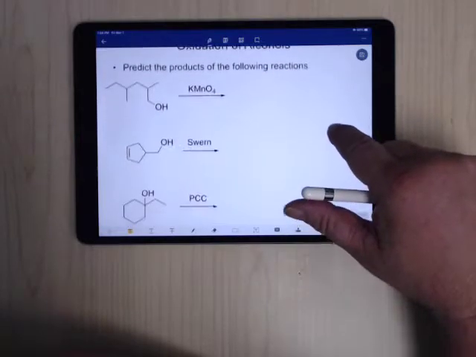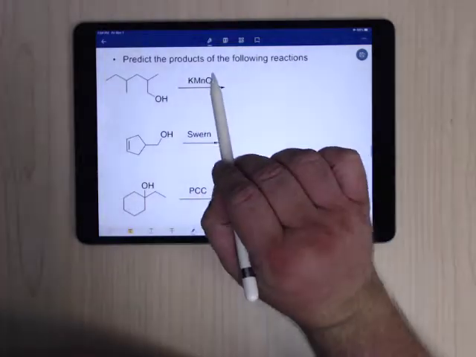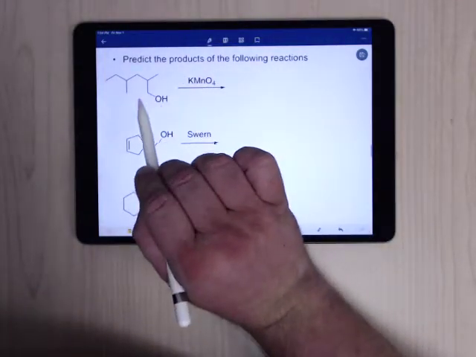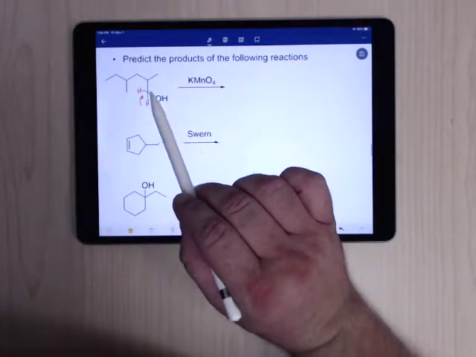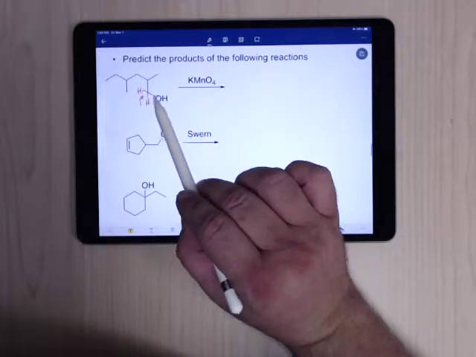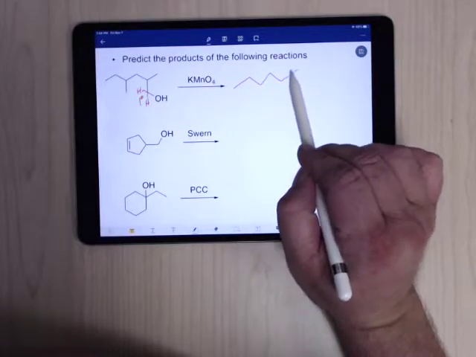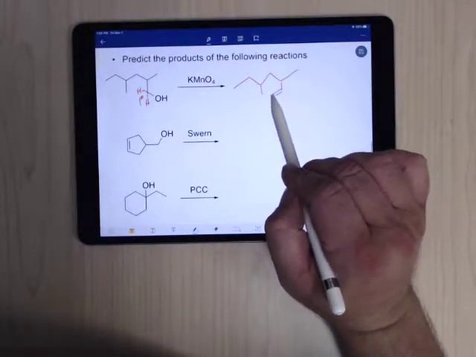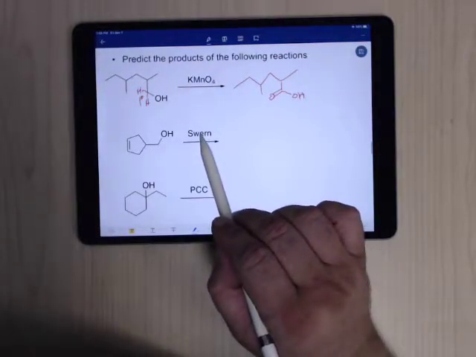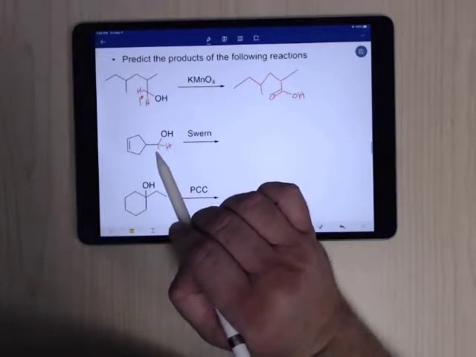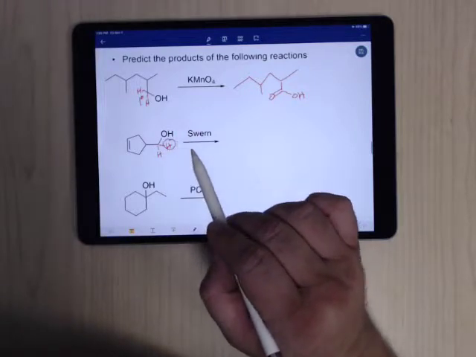Okay. So if we want to predict the products for these reactions, here we've got potassium permanganate. We have a primary alcohol, so we have two CH bonds here, which means we're going to convert both of those into new CO bonds. The way that we get three CO bonds onto a carbon is through a carboxylic acid. There we go. Now for the Swern, again, this one has two CH bonds here, but it's only going to be converting one of them.